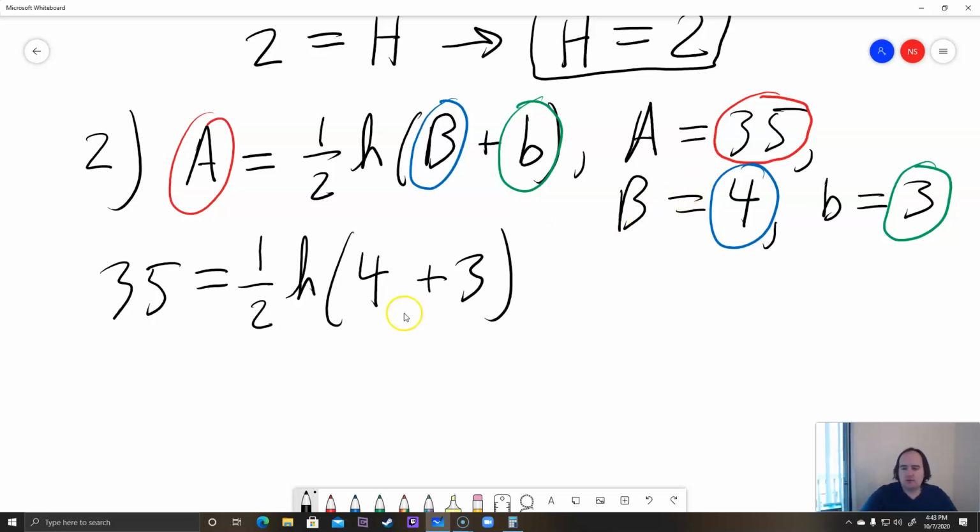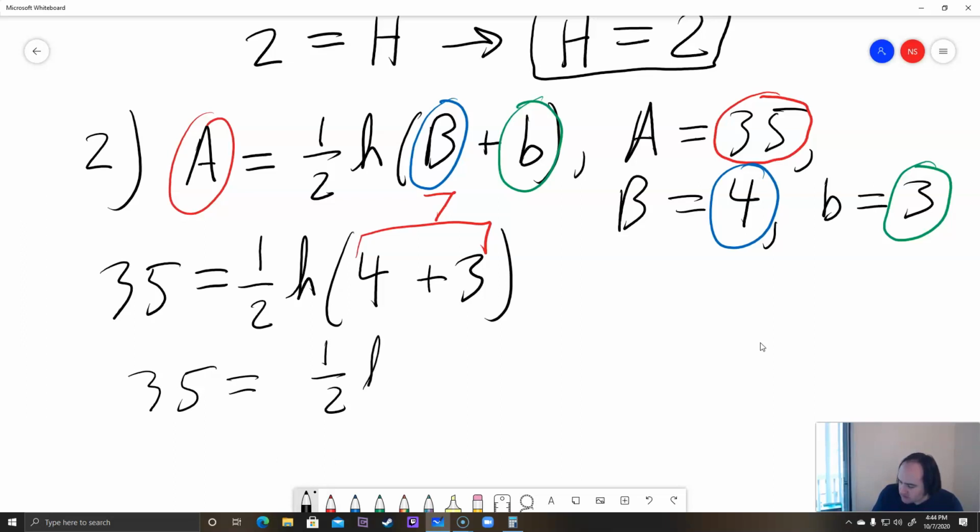And when you're simplifying these formulas, you do want to use PEMDAS. So here, first we want to do parentheses. Then we'll do our multiplication. So the parentheses here, we have 4 plus 3 is 7. Okay, and then 7 times 1/2 is actually going to give us 7/2. So we're going to have 35 equals 1/2 h times, well, this is actually 7 over 1, right? Because 4 plus 3 is 7. And then 7, if they don't write the denominator, is 1.